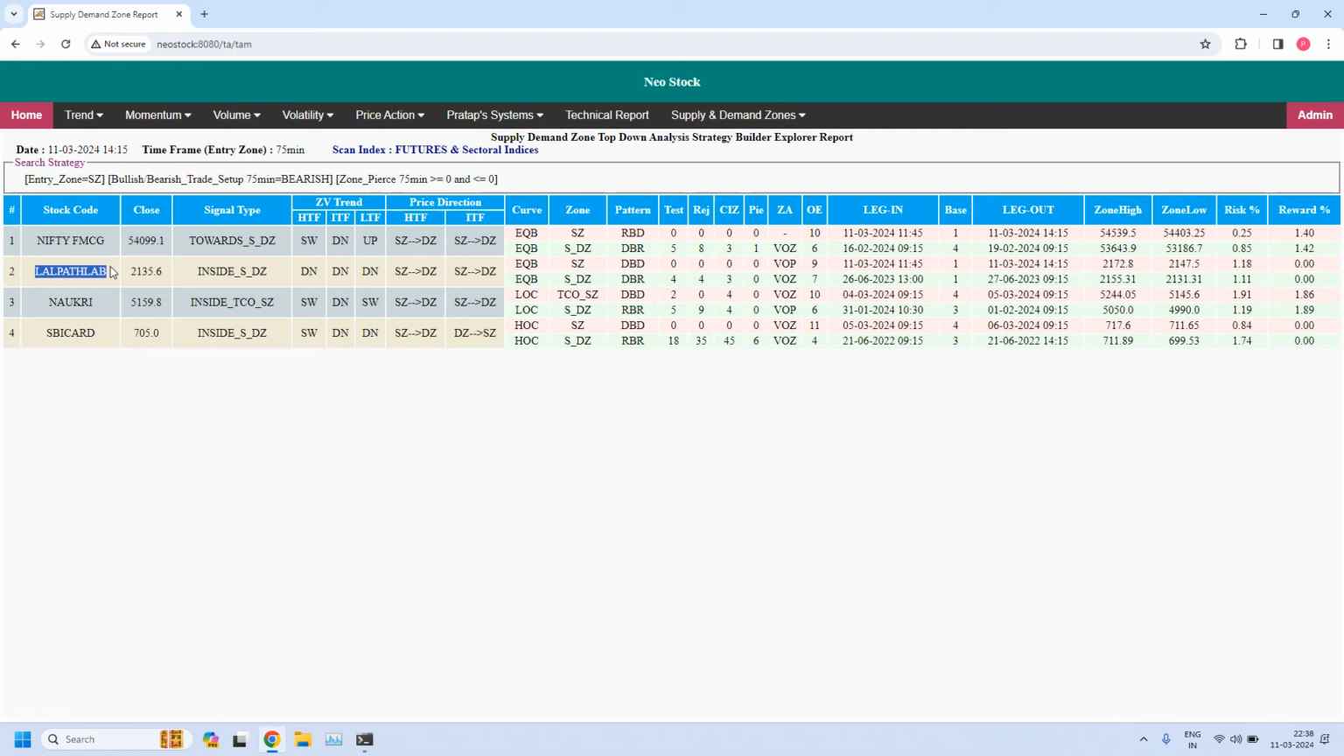If that is the case, both 75 minutes and daily zone might have overlapped with each other. That is zone confluence. You already learned if 2 zones overlap with each other in different time frames, that is called zone confluence. Same time frame you already learned, LOTL.